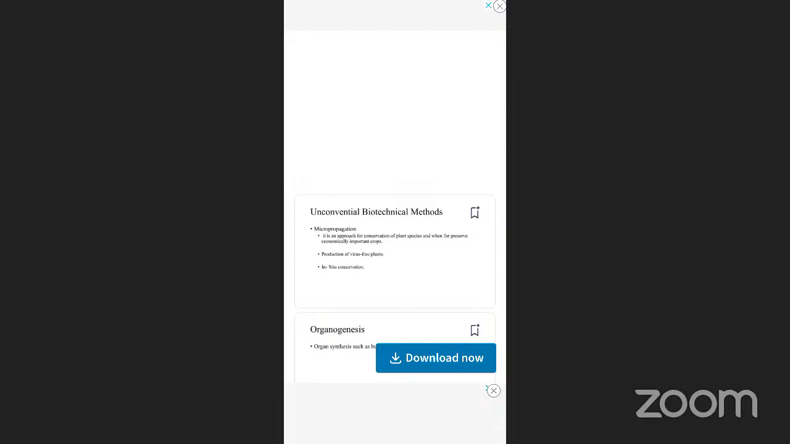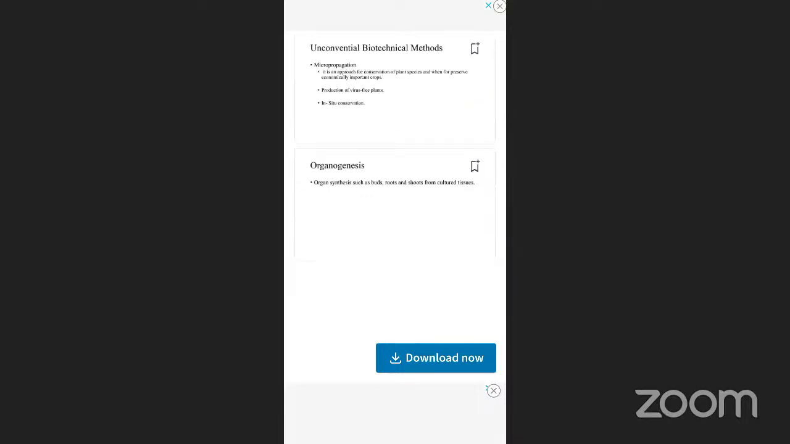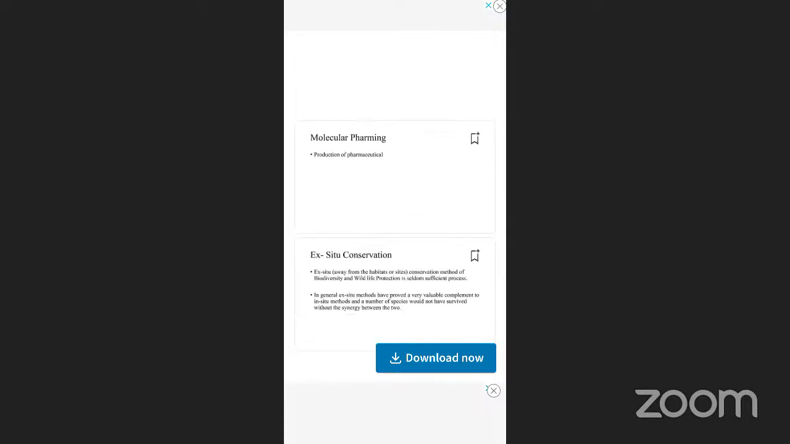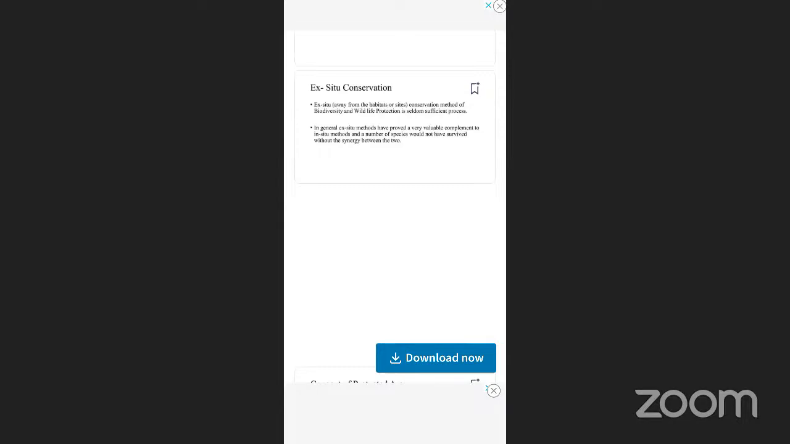Production of virus-free plants by micropropagation. They can support in situ conservation. Organogenesis is organ synthesis, such as buds, roots and shoots, from cultured tissues. Molecular farming is the production of pharmaceuticals. And ex situ conservation is a conservation method for biodiversity and wildlife protection.